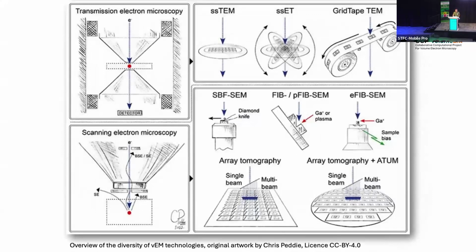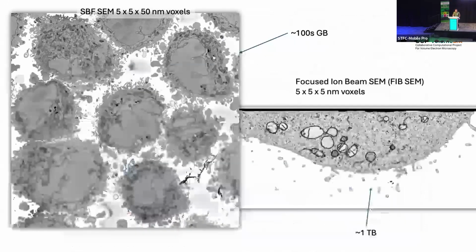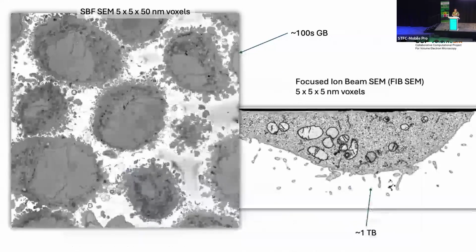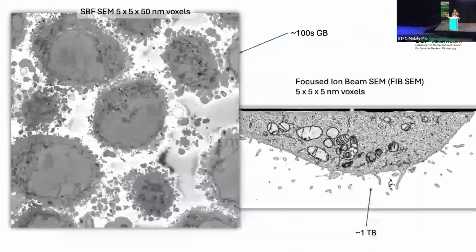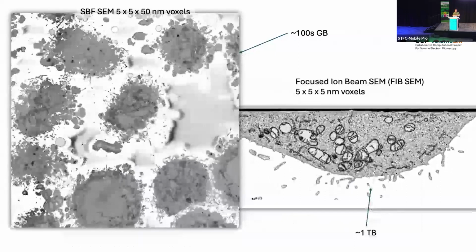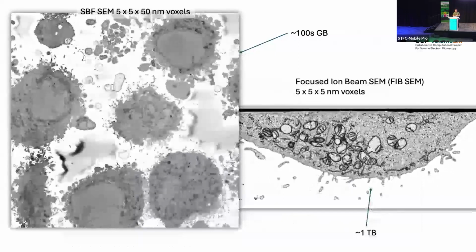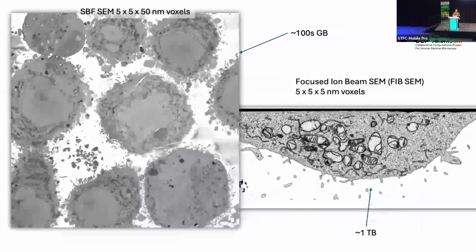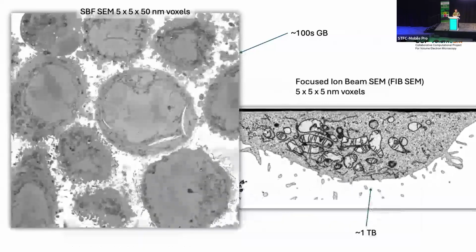So transmission EM based methods like serial section TEM or serial section tomography, grid tape TEM, FibSem we've heard a lot about in various contexts already in the last day or two, and these array tomography methods as well. And the sort of data we get are these really nice, very hypnotic data sets. So on the left is a serial block face data set going 50 nanometers per slice through a pellet of HeLa cells. That's a few hundreds of gigabytes for an overnight acquisition.